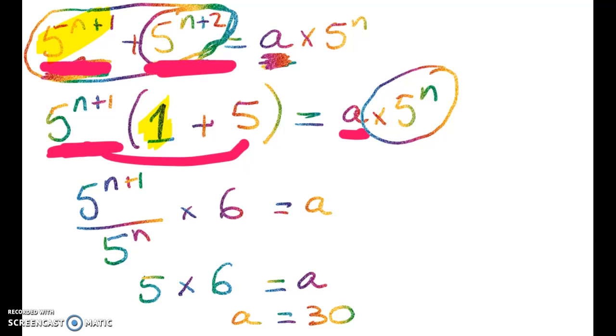Okay, so that's the hardest bit of the problem. Once we've done that, we can divide through both sides by 5 to the power of n. Okay, when we've done that, we end up with this. And now we're going to use our basic rule from year 9, which is that we subtract the powers when we're dividing. So we end up getting A equals 30.